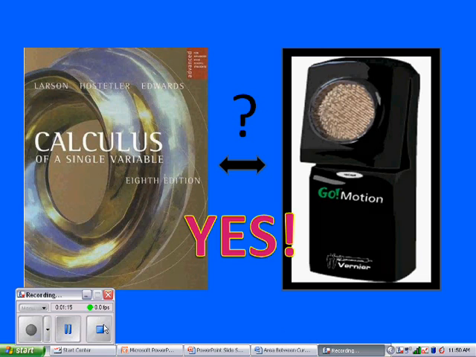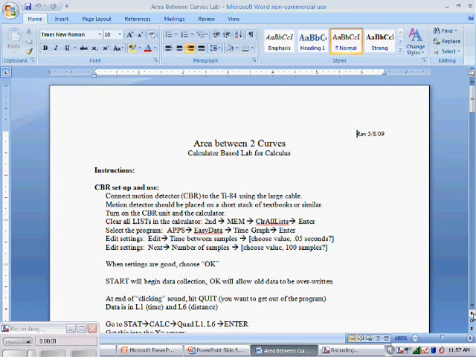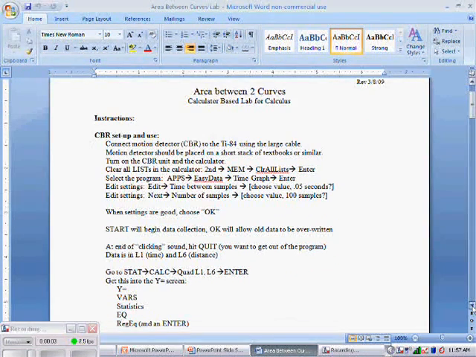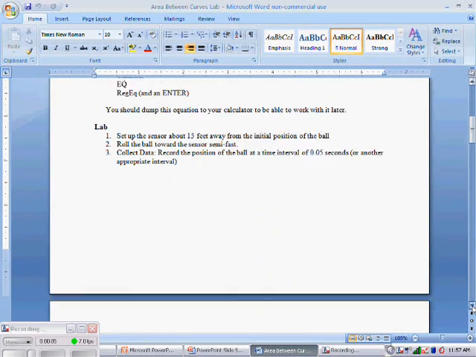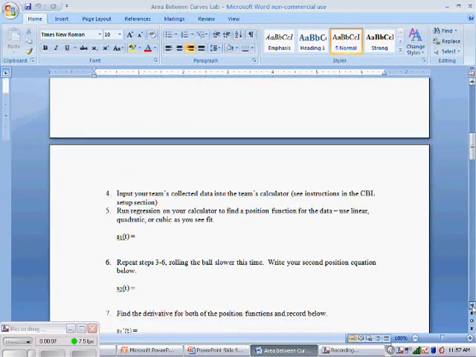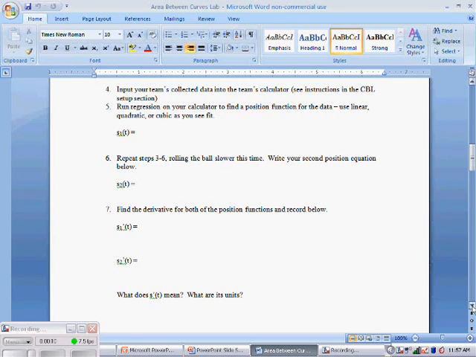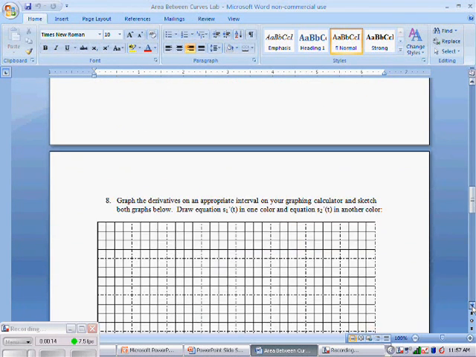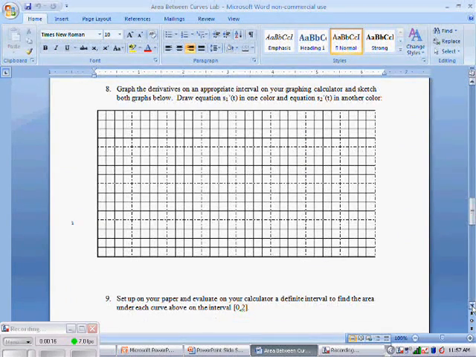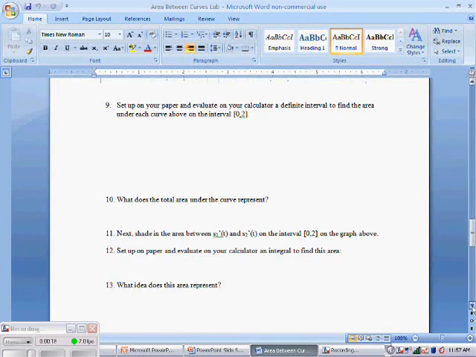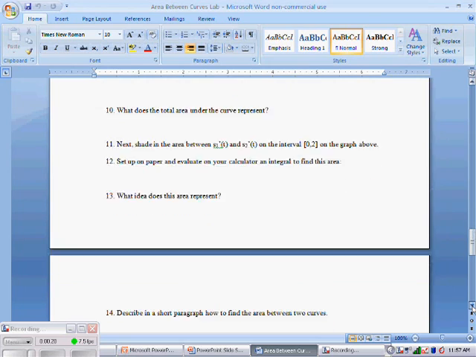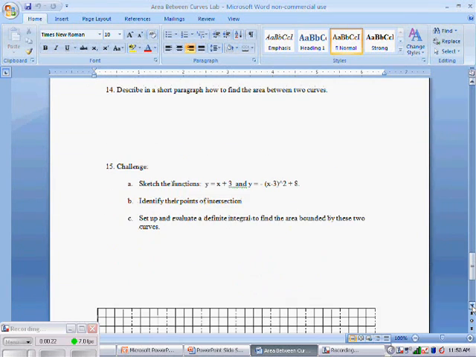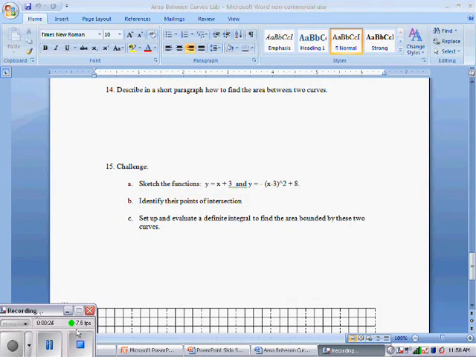I intended the lab to review running a regression, sketching a function, and the relationship between a position and velocity function. This lab then introduced the topic of evaluating area between two curves. This lab project was an effective use of technology because it was novel and interesting, it gave students ownership of the collected data, and it provided a real-world example of how calculus can be used.